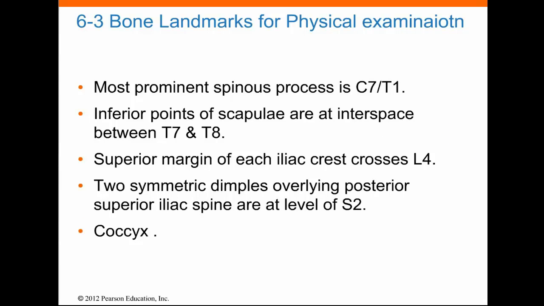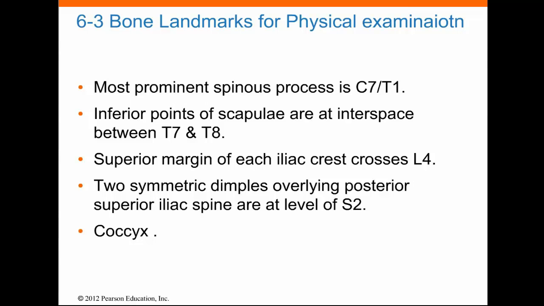If you feel down the back of your neck, there'll be one spinous process that is more prominent, and that is where the end of the cervical vertebra and the start of the thoracic vertebra are, or the C7-T1 intersection. Then as we move down, you've got the inferior points of the scapula, and they intersect at the level of T7 and T8 of the thoracic vertebrae.